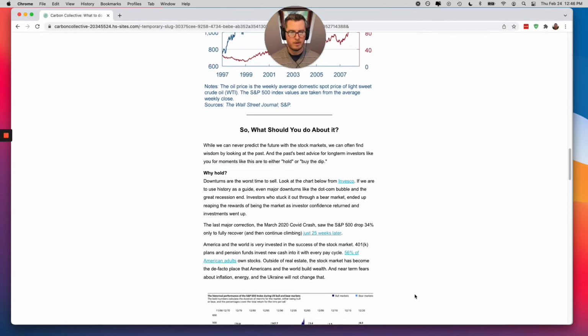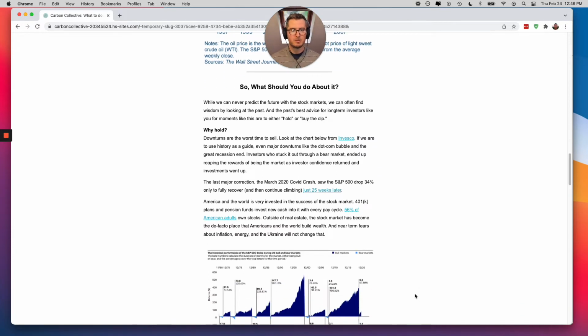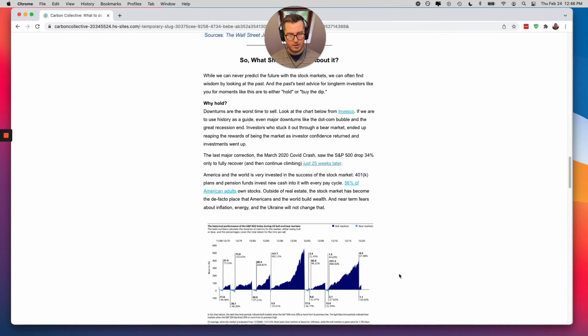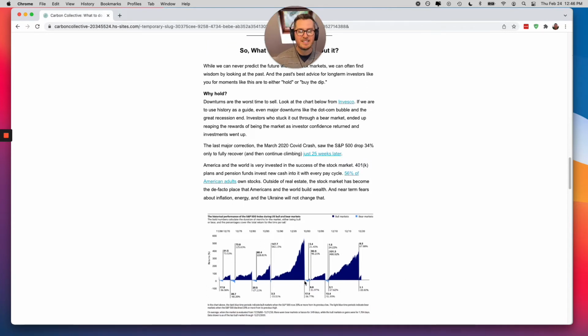As long-term investors, which if you're watching this, you probably are, the best thing to do is one of two things. One is nothing. Hold. The worst time to sell is right now. This graph is really interesting. It shows the times when the stock market retreated into a bear market.